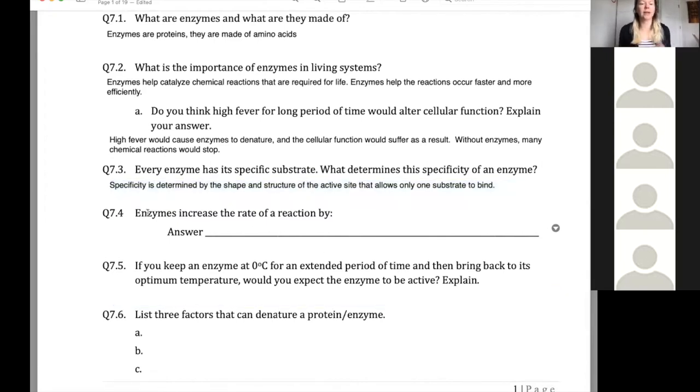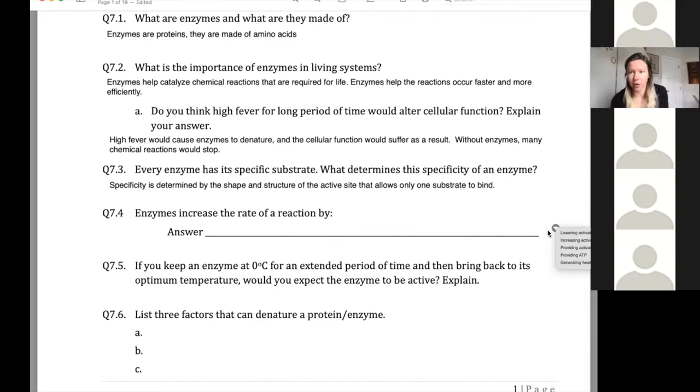When we think about enzymes increasing the rate of chemical reactions, what exactly are they affecting? This is a little drop-down menu, and these are all very small. The first option is lowering activation energy. The second option is increasing activation energy. Are they providing activation energy, providing ATP, or generating heat to speed up molecular movement?